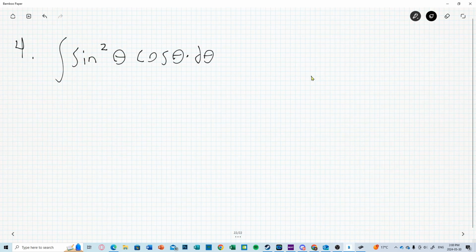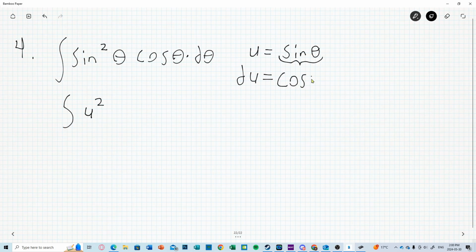Okay, next up we have question 4, which is the integral of sine squared theta multiplied by cos theta multiplied by d theta. And in this question, it's u substitution again, where u is going to be equal to sine theta. So here we're going to have the integral of u squared, because the u is replacing the sine, but now we need to find du. And du is just the derivative of whatever is replacing on this side, which is sine, and the derivative of sine is cos theta times d theta.